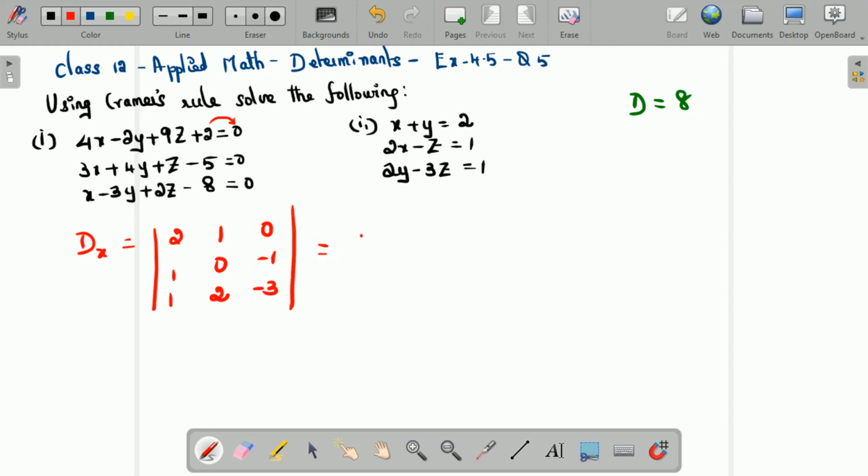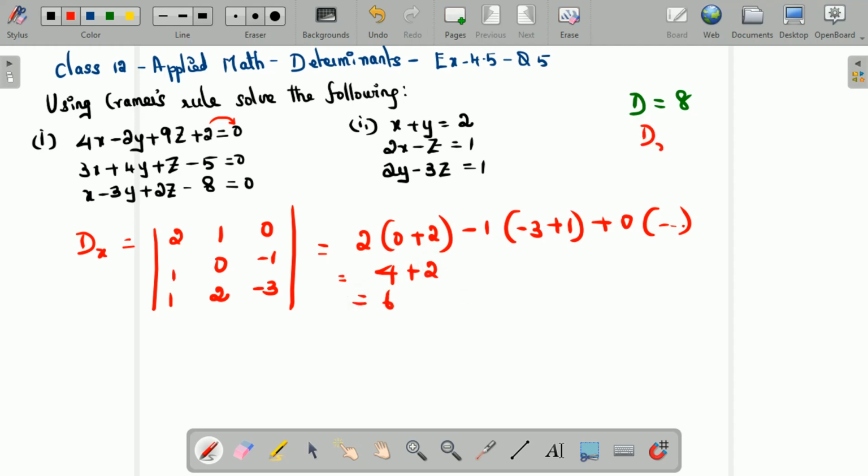To evaluate this determinant, it is 2 into 0 minus of minus 2 is plus 2. Minus 1 into minus 3 plus 1. Plus 0 into whatever happens, I'm not writing, that's just a matter of waste of time. So this is 2 into 2 is 4. This is minus 2 into minus 1 is plus 2. So this is equal to 6. So dx here is going to be equal to 6.